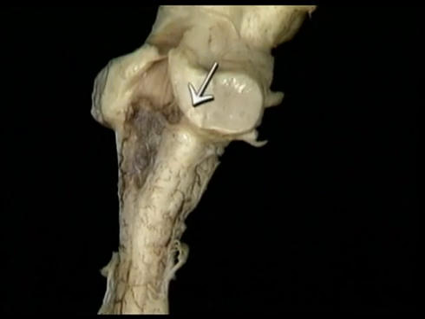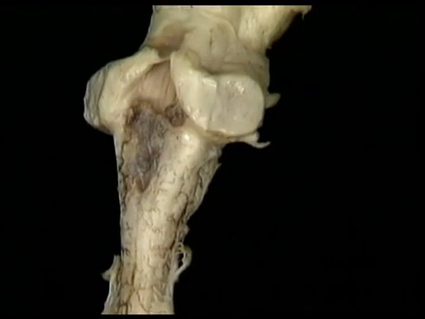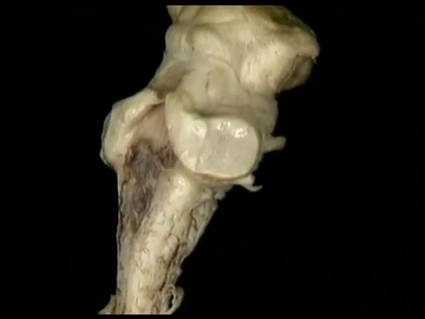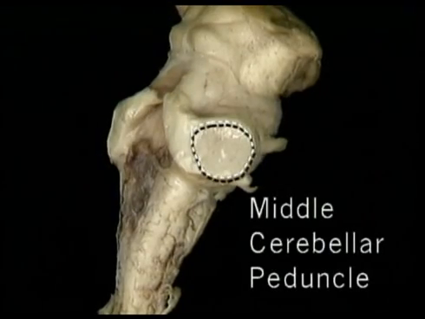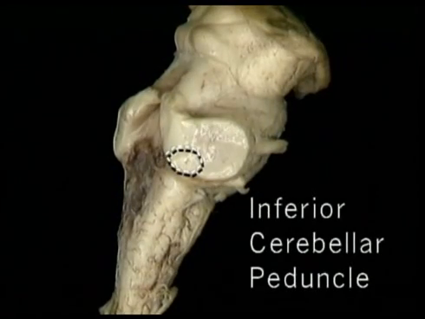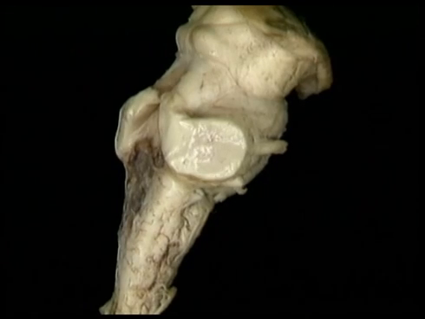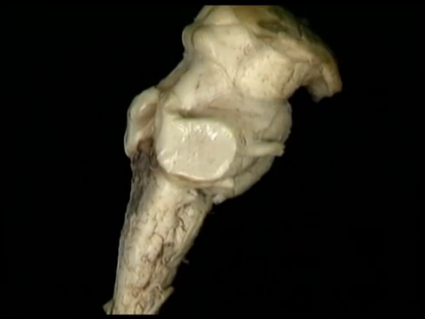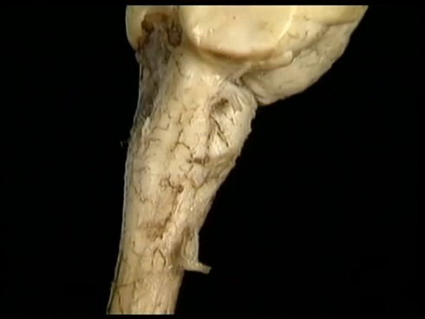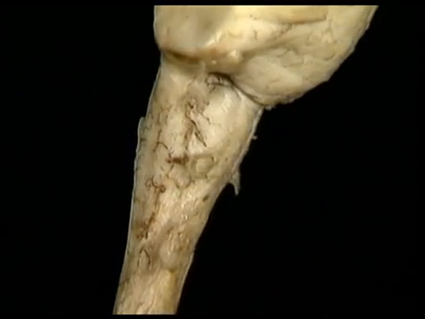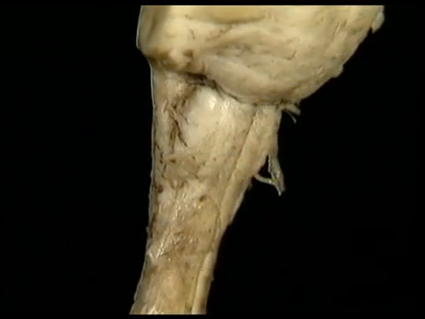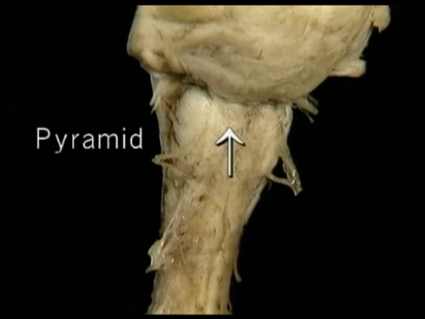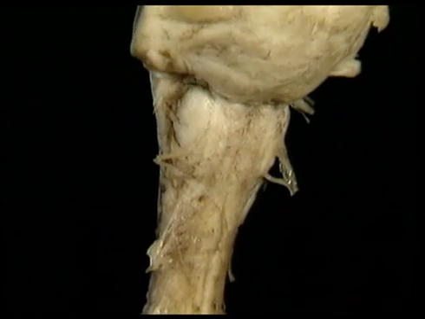This cut surface is the attachment of the cerebellum. It's described as consisting of the superior, middle, and inferior cerebellar peduncles, which are somewhat fused together. The ventral aspect of the medulla is marked on each side by these bulges, the pyramid and the olive.